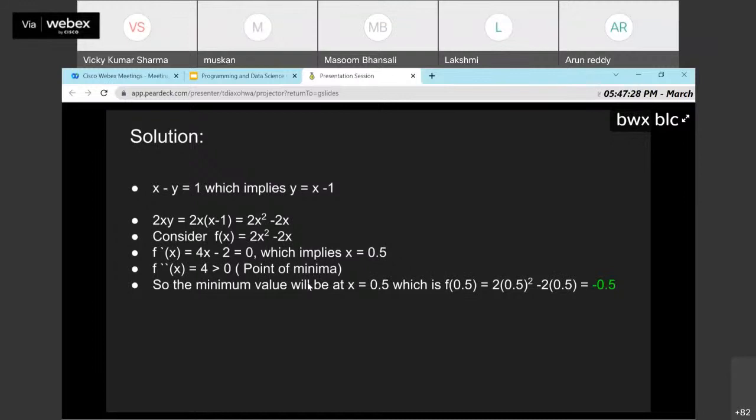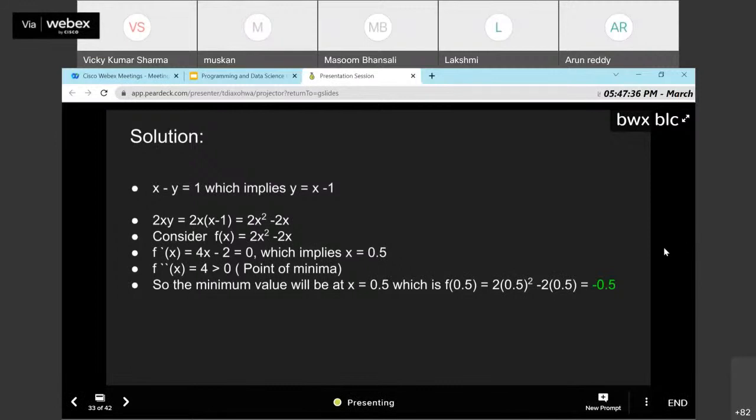So when you substitute this into any of your functions, you get that the minimum value the expression you saw earlier could attain is minus 0.5, right? But the answer you were giving was 0. Most of you at least gave the answer as 0, which was incorrect. So you see, this is very simple.